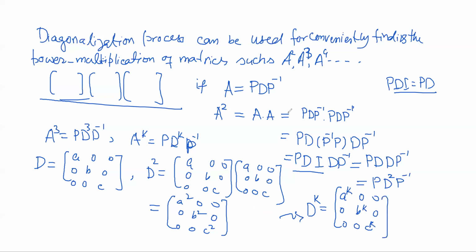This means that if we want to find A power 5, we simply find P, P inverse and D, and then for A power 5 we simply take the power 5 of D. So this process can be used to very conveniently take the powers of matrices, the power multiplication of matrices.